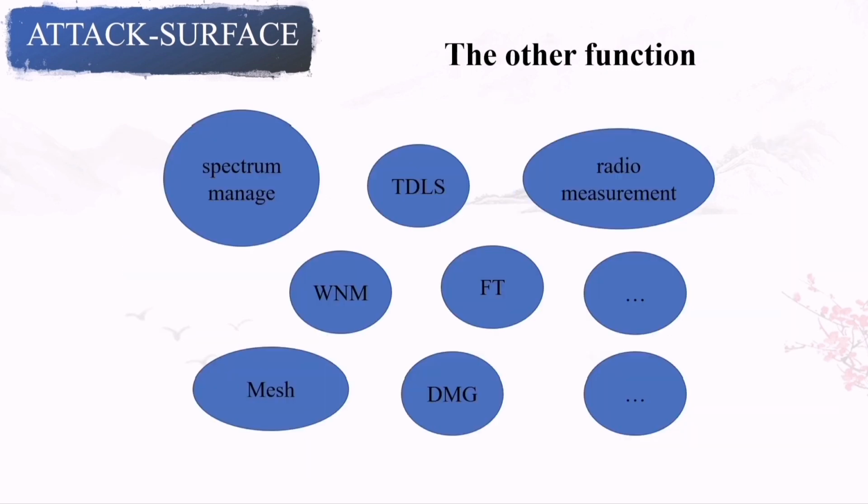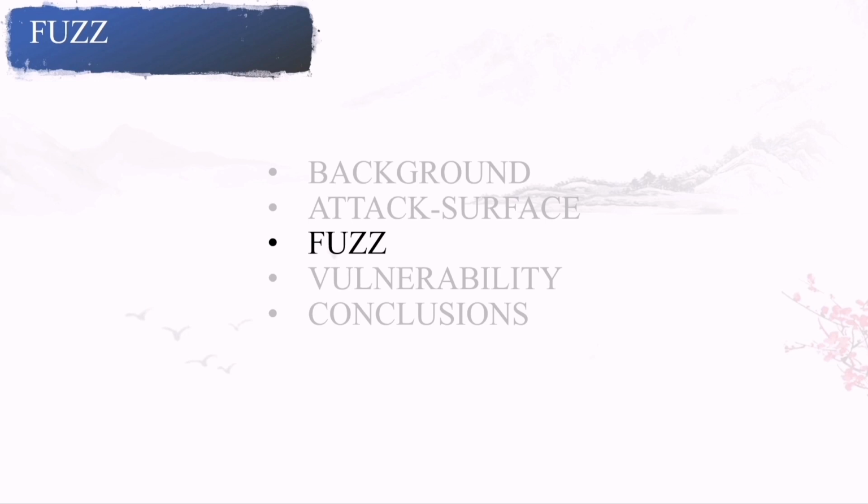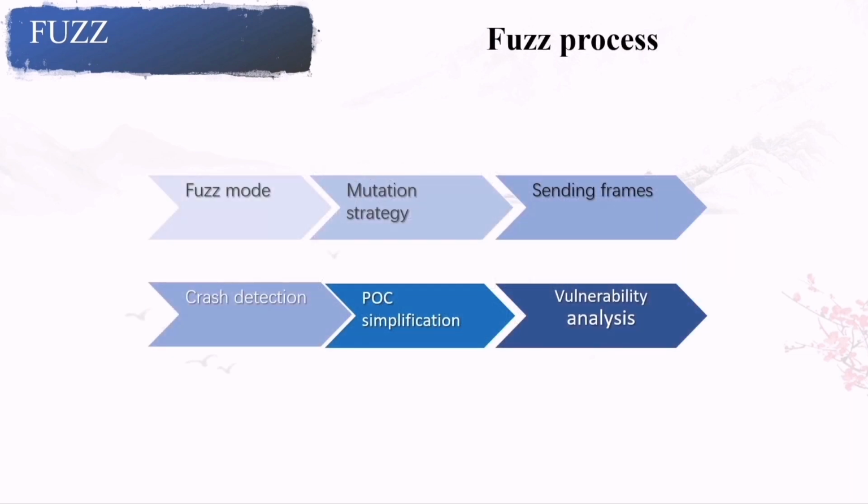Wi-Fi also has many other functions and features such as spectrum management, TDLS, radio measurement, fast BSS transition, and so on, which can be well researched. Next, I'm going to introduce our vulnerability discovery method, a black box protocol fuzzer. It's based on the 802.11 specification, so we can use it to find Wi-Fi vulnerabilities in models of different manufacturers on different operating systems.